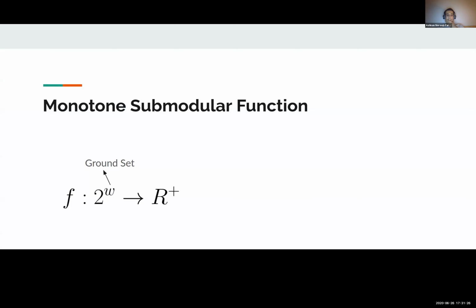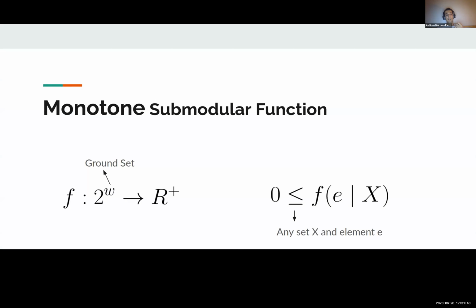So let me define the problem. In this problem, we are given a set function that for any subset of the ground set W returns a positive value. And we call this function monotone if adding an element to a set only increases the value of this set. For example, if you have a set X and we add an element E to it, we call it monotone if adding this element only increases the marginal contribution.